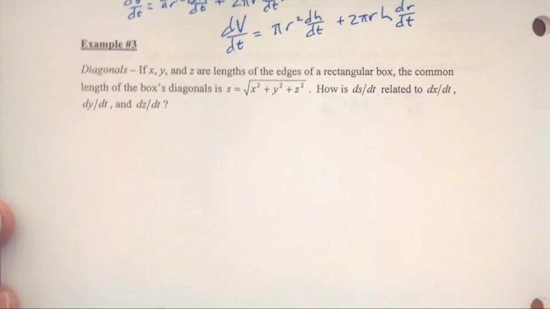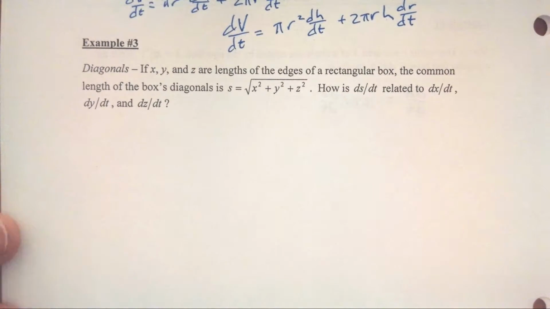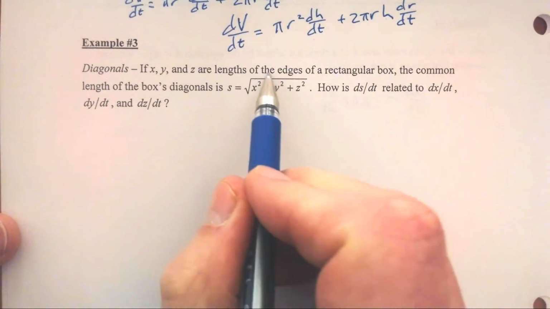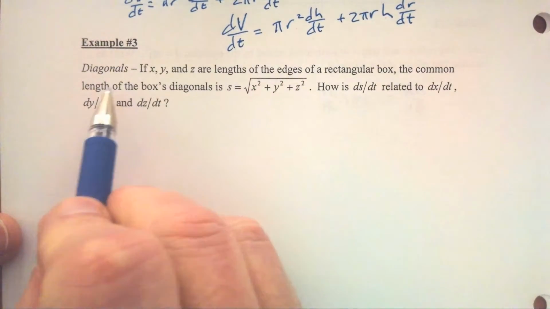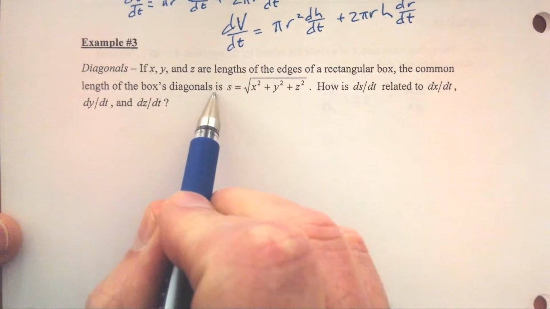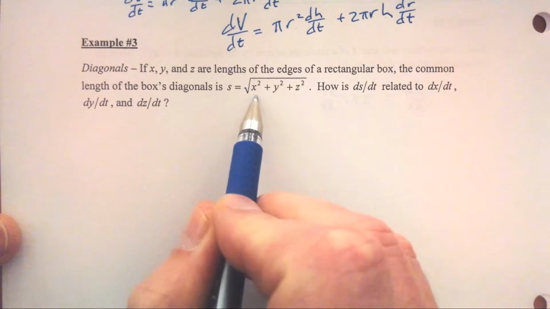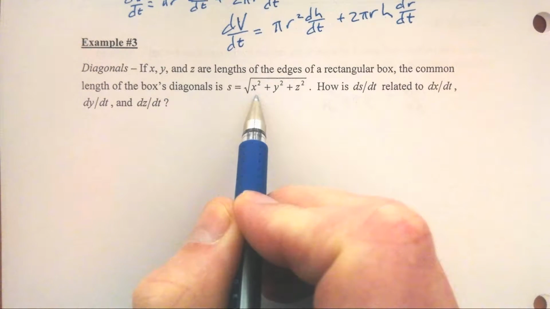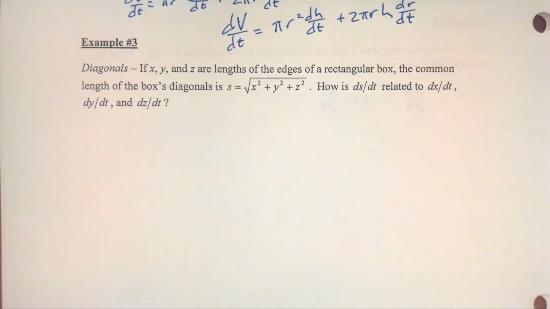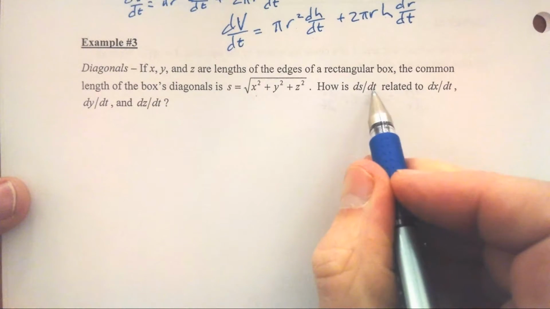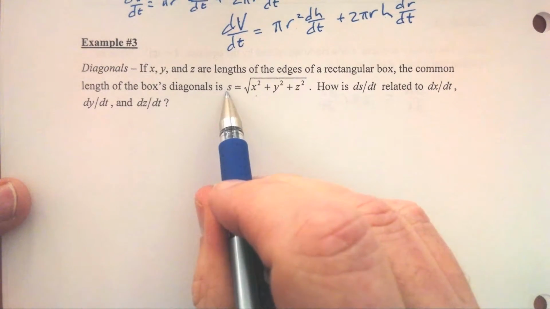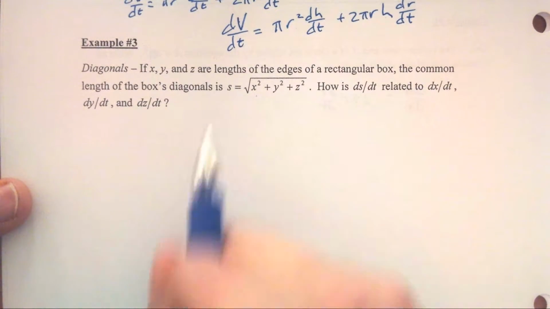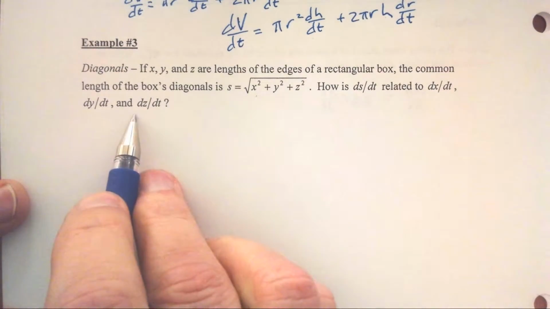Okay, well, all I can do is make the derivatives more challenging. If x, y, and z are the lengths of the edges of a rectangular box, the length of the box's diagonal is this. It's sort of like the Pythagorean theorem. In fact, it kind of is. It's also sort of like a three-dimensional distance formula. How is ds/dt related to dx/dt, dy/dt, and dz/dt? So we're introducing t here.